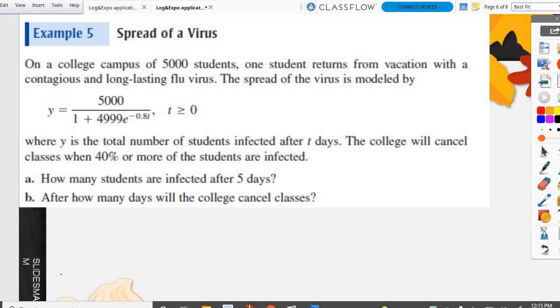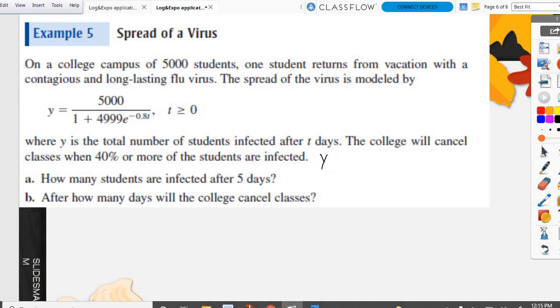So it says, on a college campus of 5,000 students, one student returns from vacation with a contagious and long-lasting flu virus. The spread of the virus is modeled by that equation, where y is the total number of students infected after t days. The college will cancel classes when 40% or more of the students are infected. So on the first question, it asks us, how many students are infected after 5 days? What would we do? Just plug in 5.